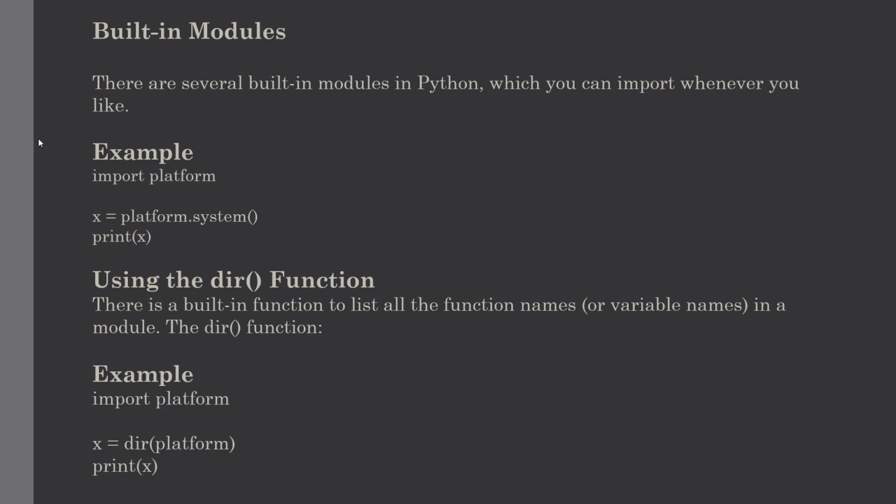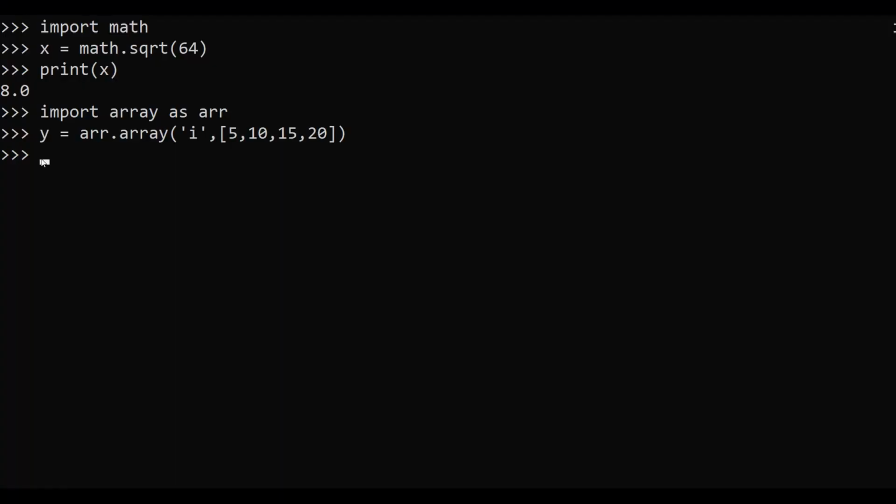In this example, we have imported the platform module, which is already present in Python, and we have printed the system information. Let me show you how to do that. For this, we will import the platform module. Just give platform. As you can see, the platform module has been imported. To print which system you are using, we have a system function which is present in the platform module.